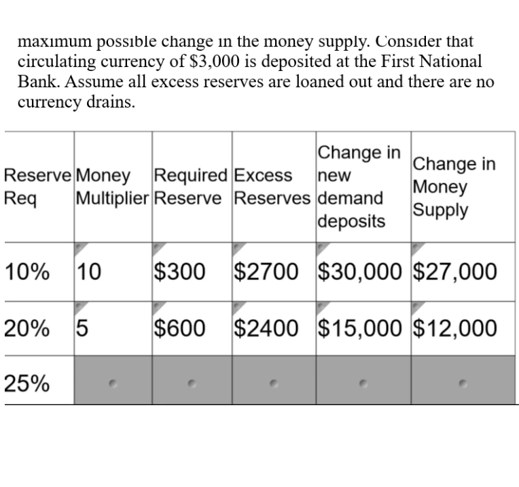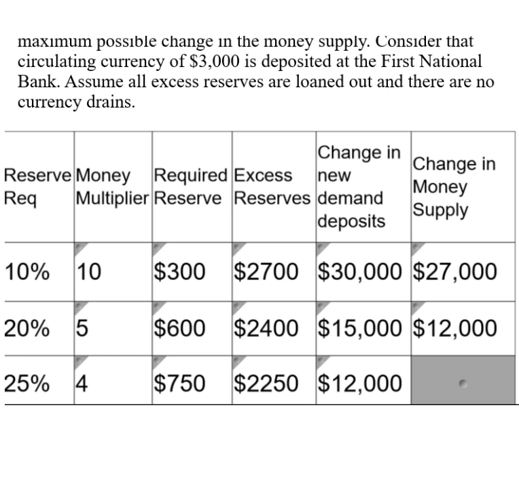Okay, reserve requirement is 25%. 1 divided by 0.25, the money multiplier would be 4. 25% of $3,000 is $750. That's how much is kept in required reserve. $3,000 minus $750 equals $2,250. Change in demand deposits, 4 times $3,000 equals $12,000. And change in money supply, 4 times excess reserves, $2,250 equals $9,000.